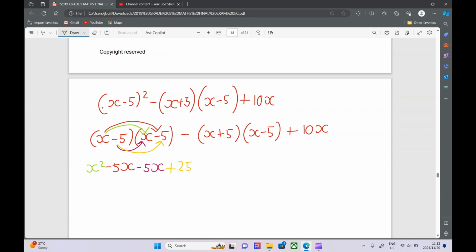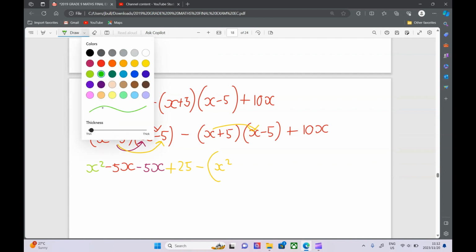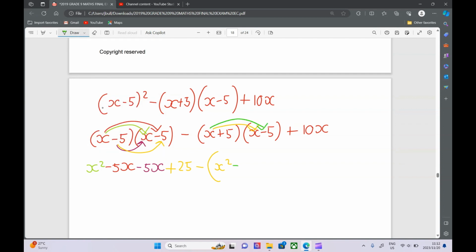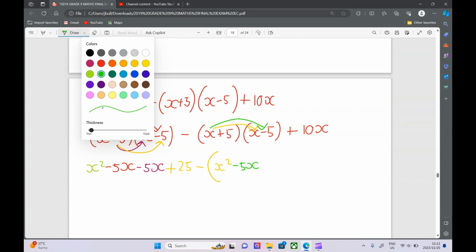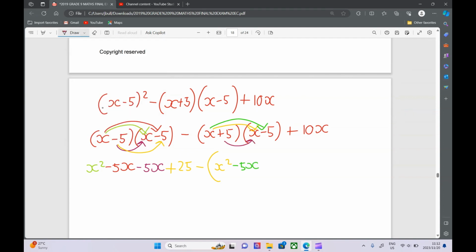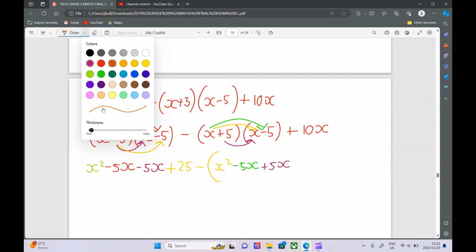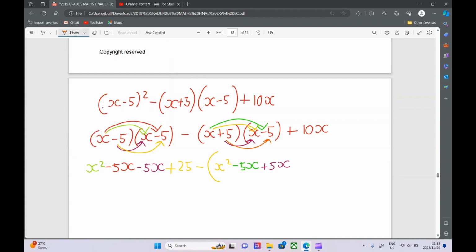So just need to be careful, we've got this minus here. So we've got to keep that minus. Let's work out these brackets. So x times x is x squared. Next up, x times minus 5, minus 5x. Next, 5 times x is 5x. And then next we've got 5 times minus 5. So a positive times a minus is a minus. 5 times 5 is 25. And then we've still got that 10x there.